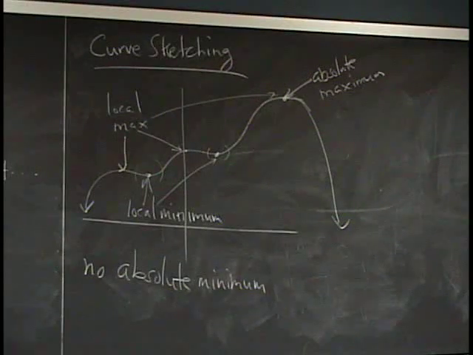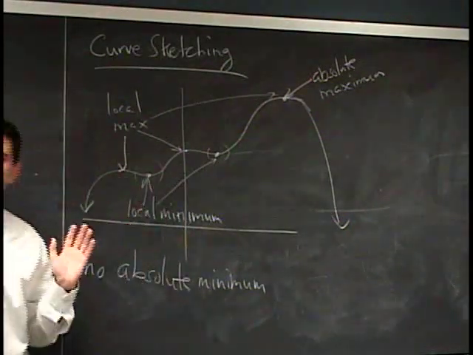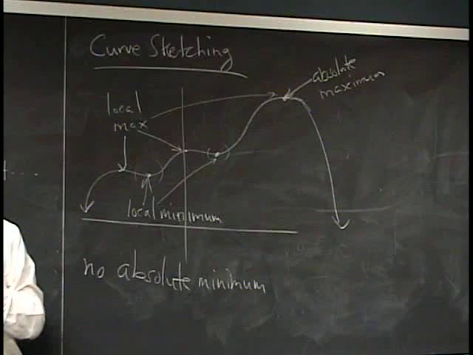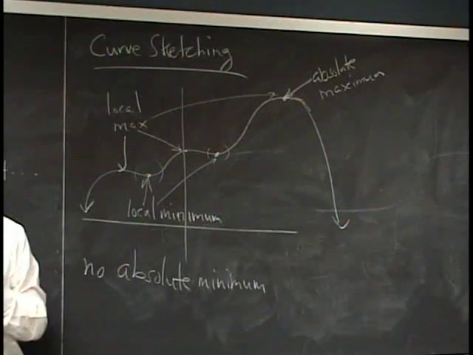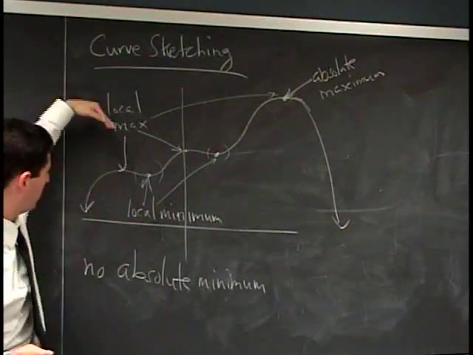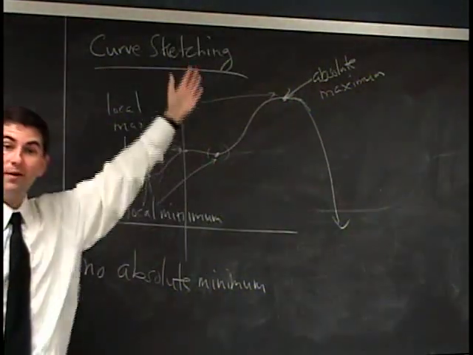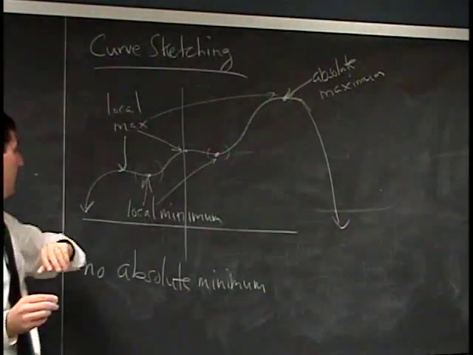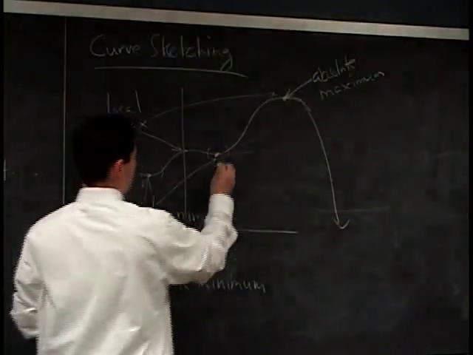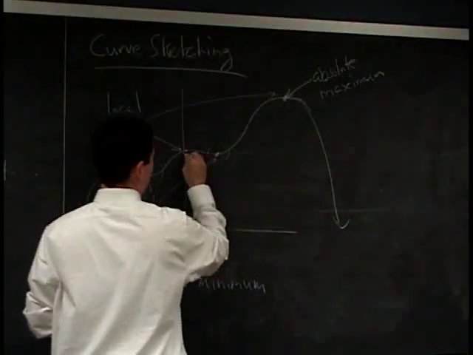Now, why would we care about local maxes and local mins? When this happens, what happens to the curve? It comes up again. It's kind of turning around. Now, let's just look at these pictures. What if I draw the tangent lines at these points?